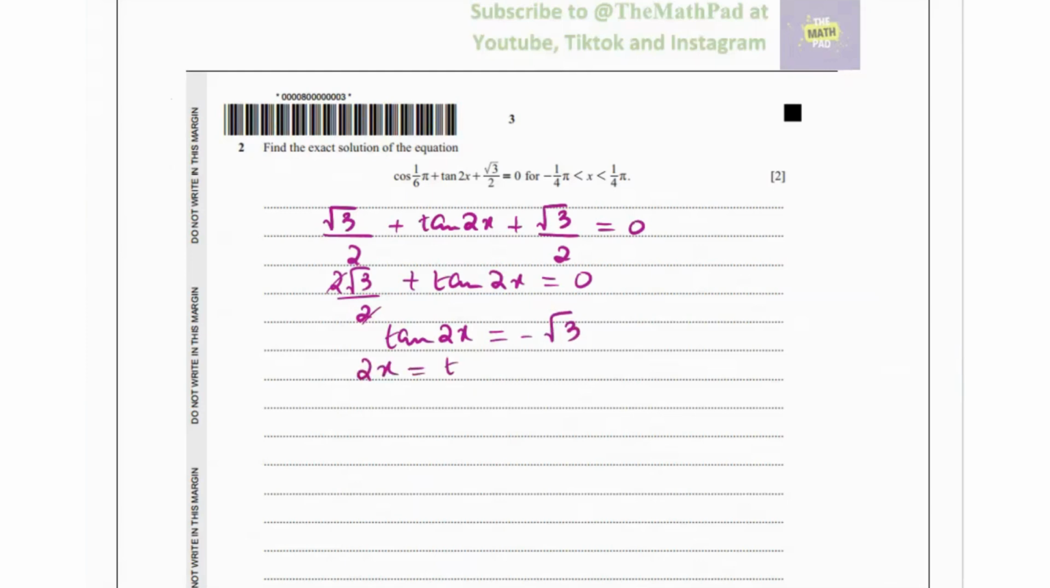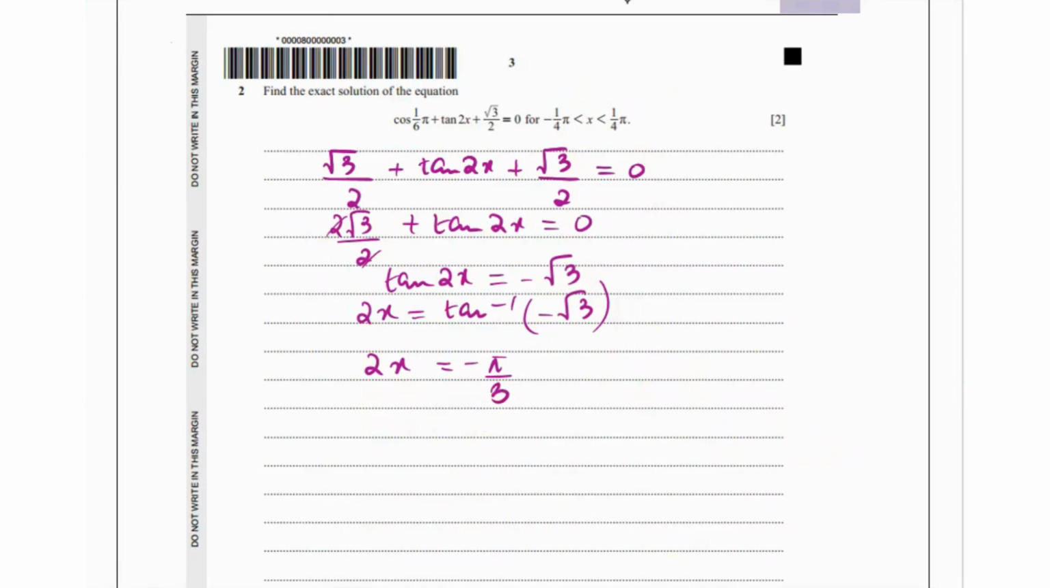2x equals tan inverse of negative root 3, which is going to give us negative pi over 3. Pi by 4 is basically 45 degrees. So this is negative 45 and this is positive 45. Pi by 3 is 60 degrees. So if it's negative pi by 3 for tan, it's going to be over here and over here because tan is negative in the second and the fourth quadrant.